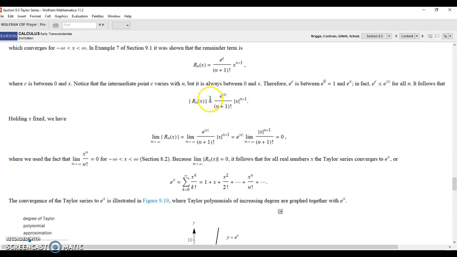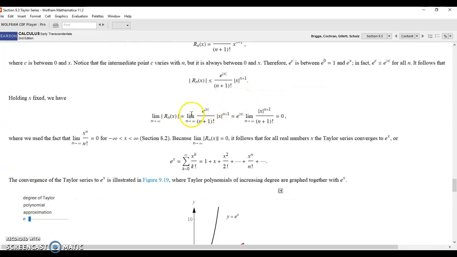And if you think about taking the absolute value of this Rn of x term, well, e to the c is always between e to the 0 and e to the x. Well, that's going to put it definitely less than e to the absolute value of x, because e to the minus x is less than e to the x all the time. So we can actually set this up using the absolute values of the terms.